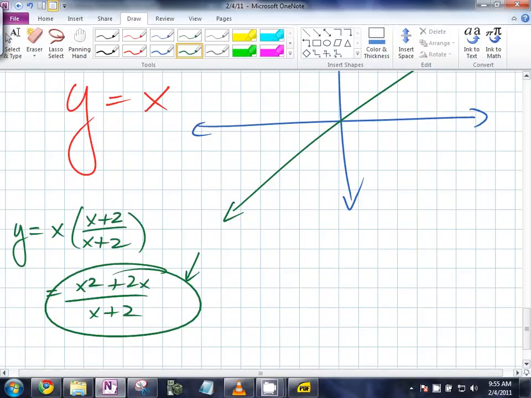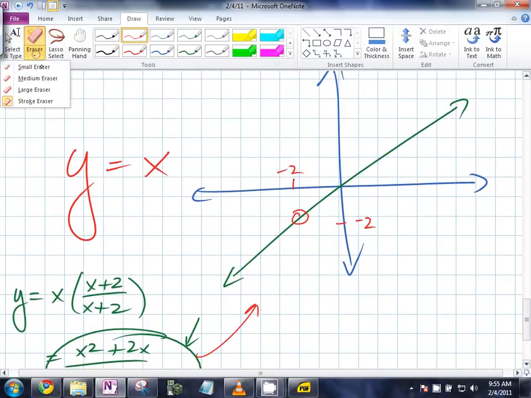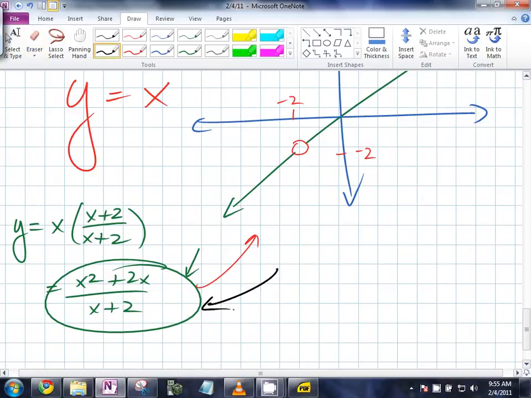What did I multiply it by, everybody? 1. So when you multiply by 1, you know this. What happens when you multiply a function by 1? It stays the same. This function will look exactly the same as y equals x, except for what? There will be a removable discontinuity at negative 2. So at negative 2, right here, there will be an open dot, and a removable discontinuity. If you graph this function, it will look exactly like y equals x except for one thing. What's that one thing? Removable discontinuity.